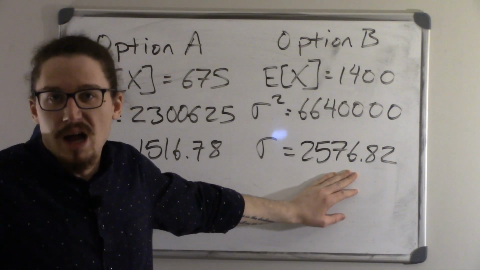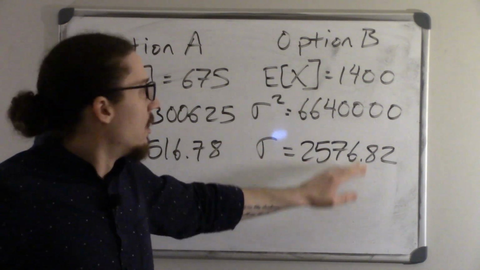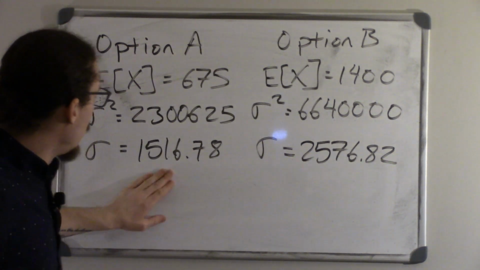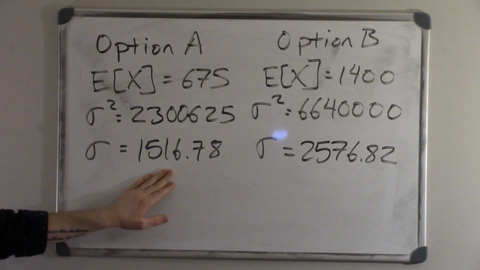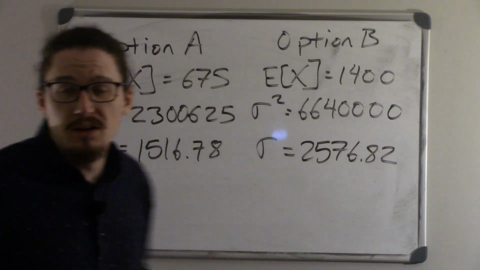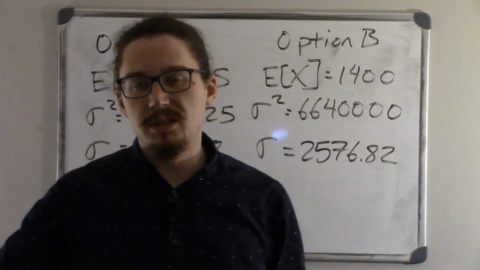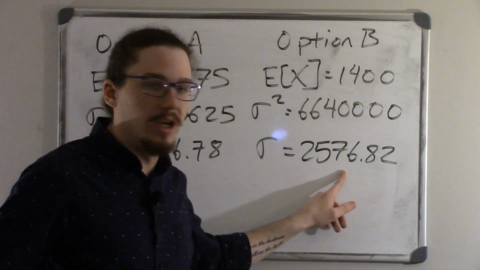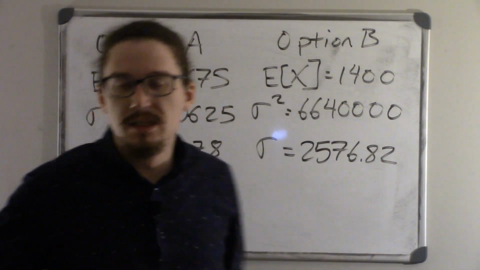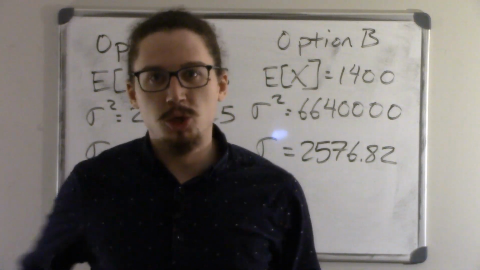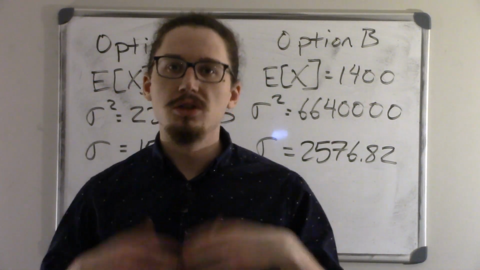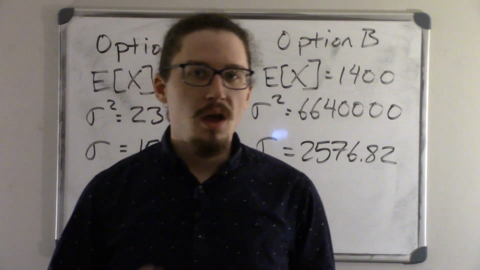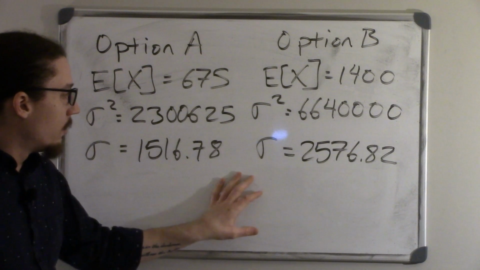If you say, I choose option B because I want higher profits, and the expected value is higher, that's a perfectly valid answer. If you say I want option A because it has a lower standard deviation, and that's going to give me more consistent profits, that's also a valid answer. If you say I want option B because it has a lower variance and it's more consistent, then that's when you would be wrong. So you can pick either one. You just have to have the right justification for choosing the one that you do.